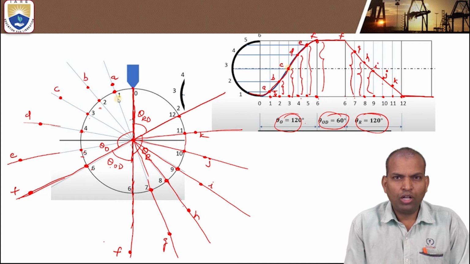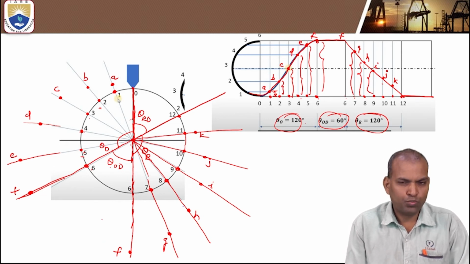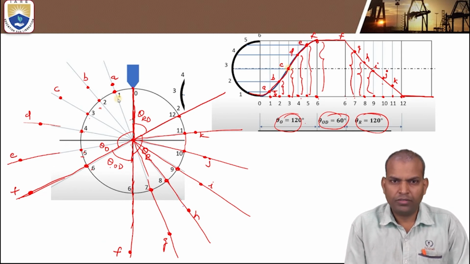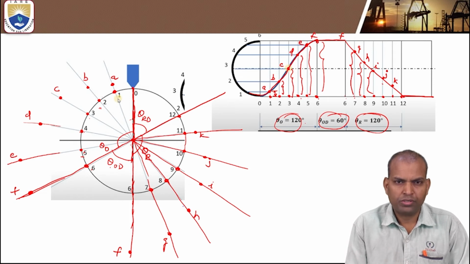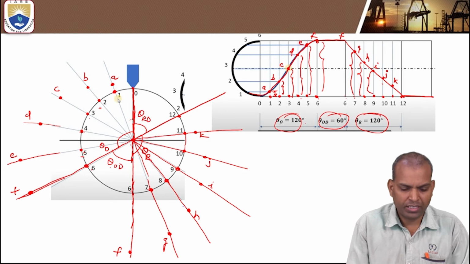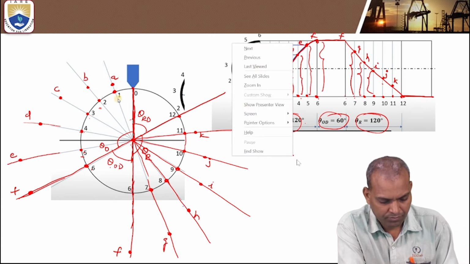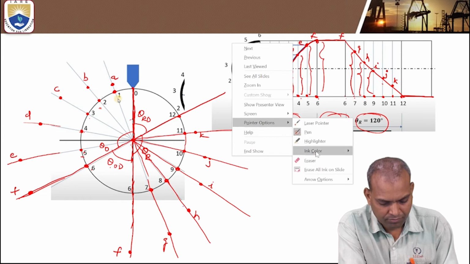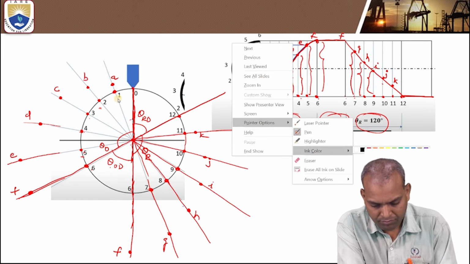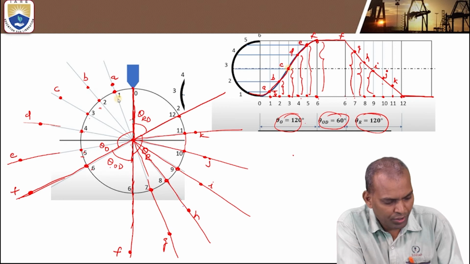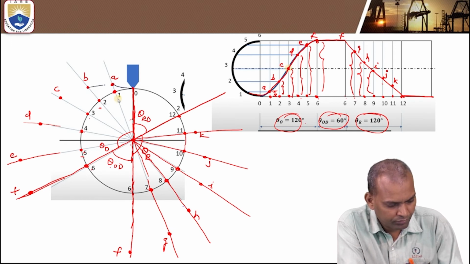Now, join all these points with a smooth curve. That curve shows the cam profile for the given conditions. Now, join the smooth curve by touching all the points.